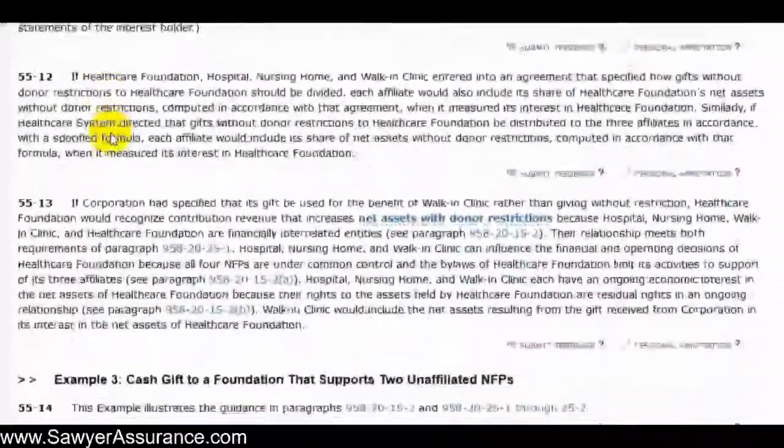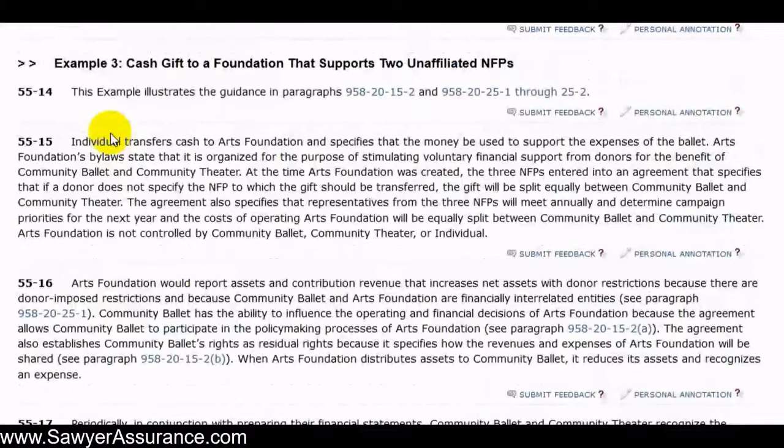Let's take a look at the last and third example. For this example, there's an individual who is the donor. He transfers cash to the Arts Foundation, which is the recipient entity, and the donor specified that the money is to be used to support the expenses of the ballet, who is the beneficiary. They further explained that this Arts Foundation is in an agreement with the community ballet and with the community theater, that if the donor, this individual, doesn't specify whether the community ballet or the community theater should receive the funds, then the gift will be split equally between them. But in this case, the donor did specify that he wants this money to support the ballet.